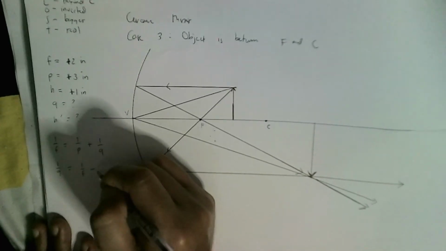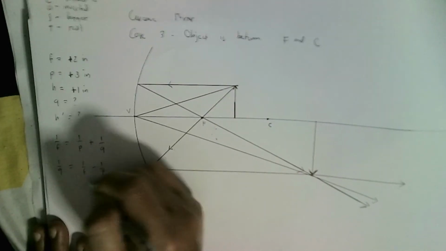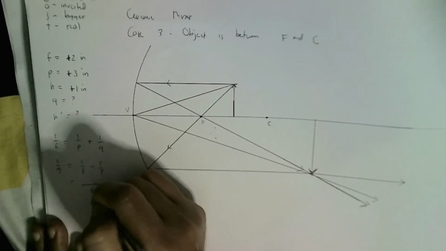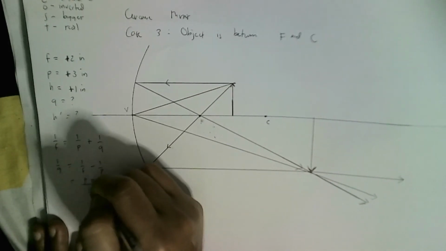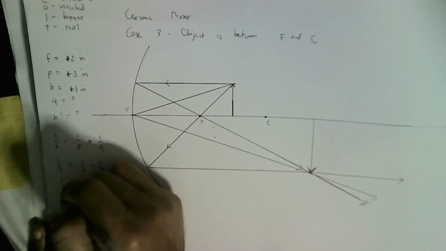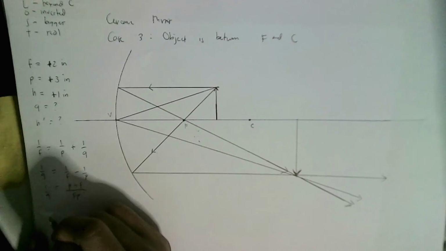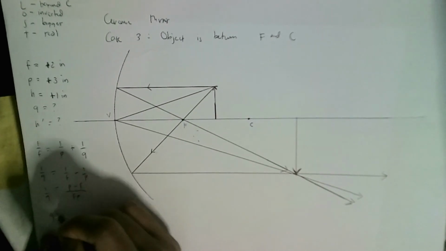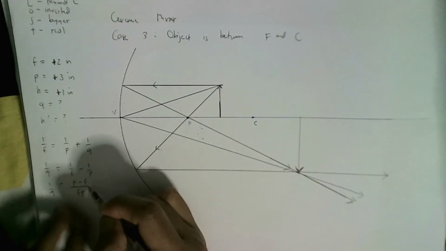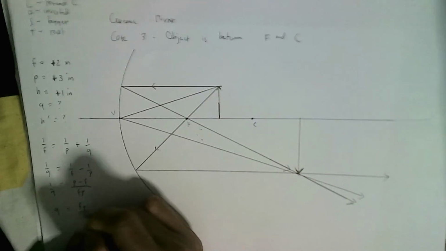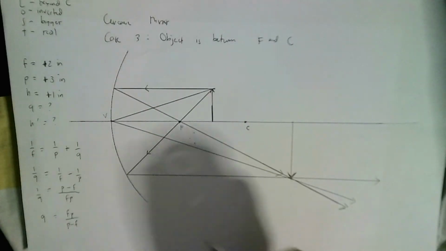That's 1 over F minus 1 over P. I want to join this into one term, so that would be FP and then 1 over Q. But I don't want to solve 1 over Q, I want to solve Q. So again, Q is just the inverse of 1 over Q. So if you take the inverse of this, you also take the inverse of that. So this is FP over P minus F.